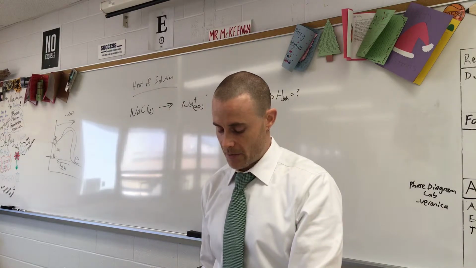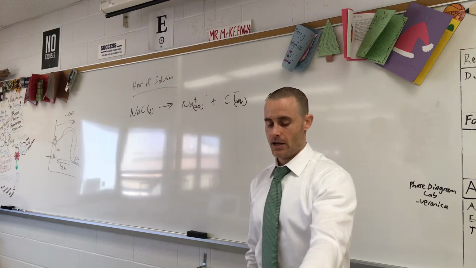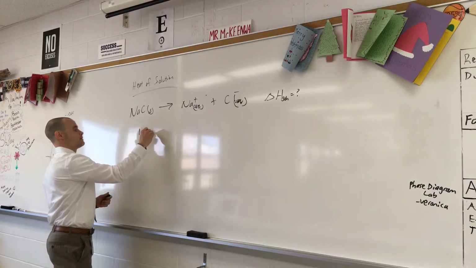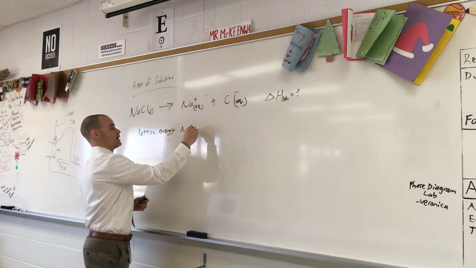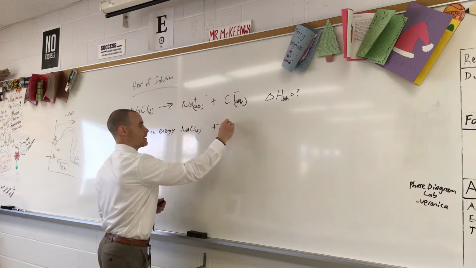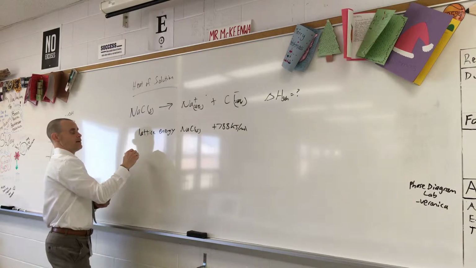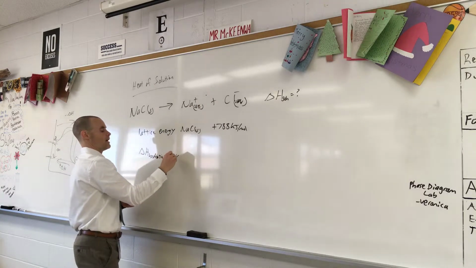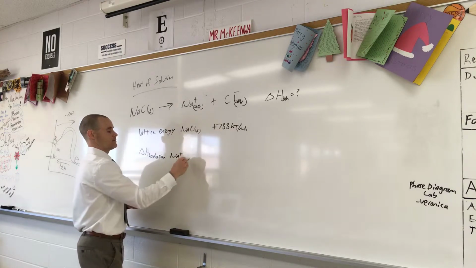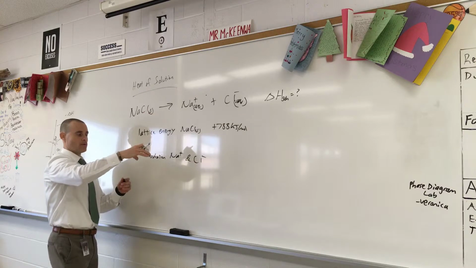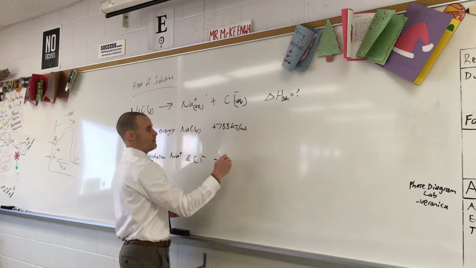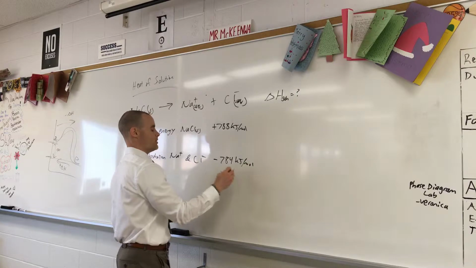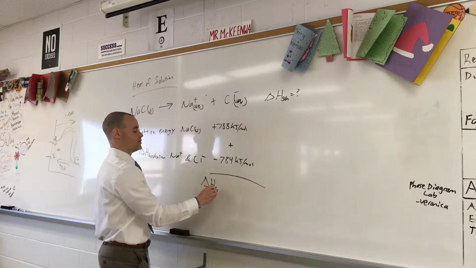So that's just an example of how we figure out the heat of solution for salt. Let's write that down in our notes. To get this, we would take the lattice energy of NaCl solid, which is positive 788 kilojoules per mole. And then we would take the delta H of hydration of the Na+ and the Cl-, I'm just copying from the book there. When they dissolve in water and form those attractions, that's negative 784 kilojoules per mole. What we do is add these.